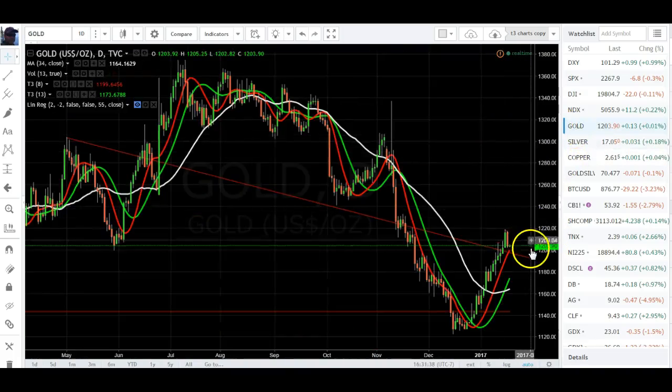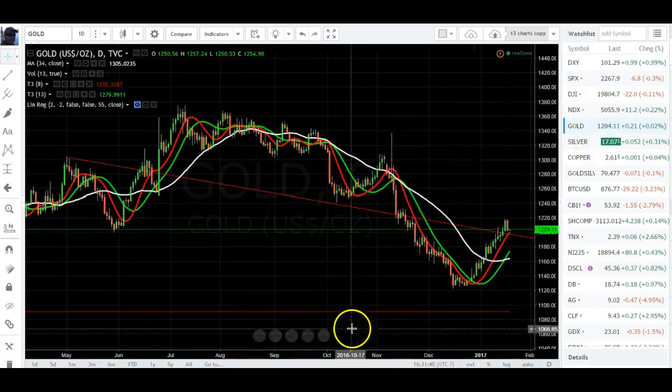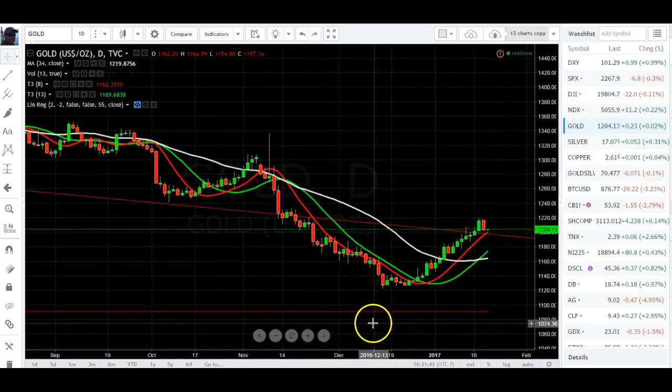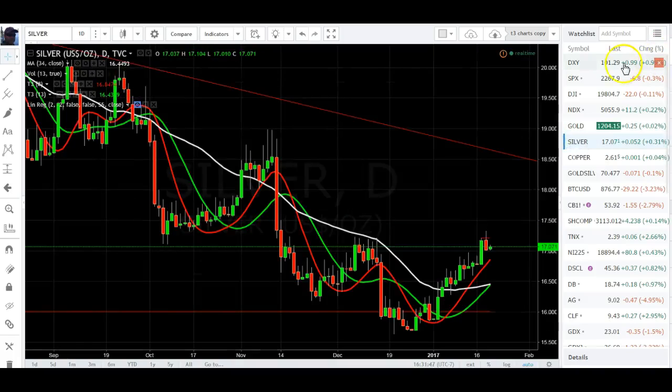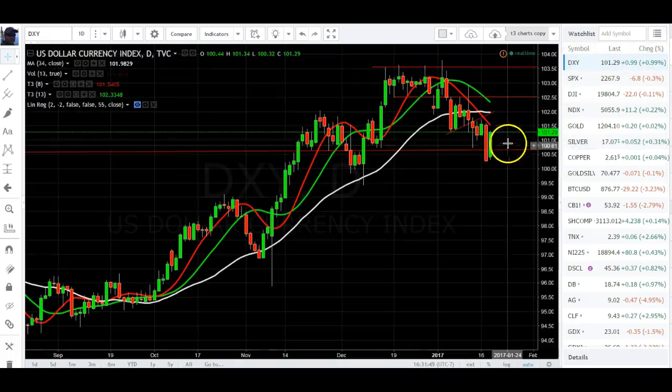I think we will see very big moves coming soon on gold, silver. Let's see if the dollar will hold or if that was just a fluke yesterday.